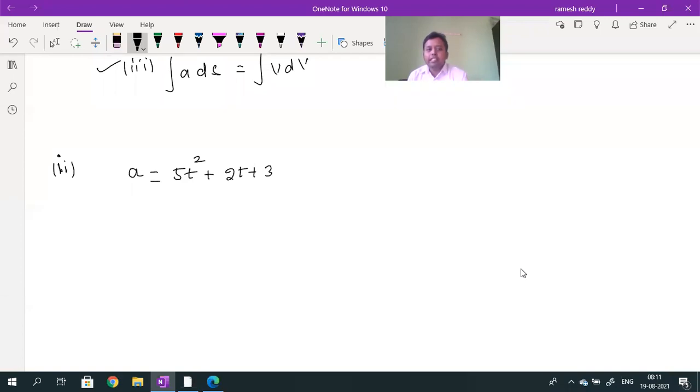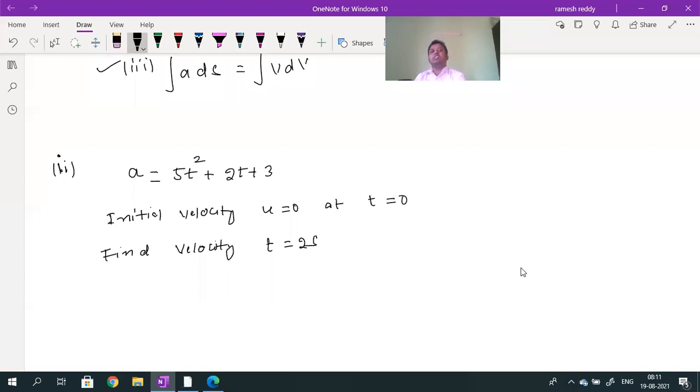Now, one more example for this integration. The initial velocity u is equal to 0 at t is equal to 0. I want to find the final velocity. Which velocity do I want? Final velocity value at time t is equal to 2 seconds. What is the final velocity value at t is equal to 2 seconds?